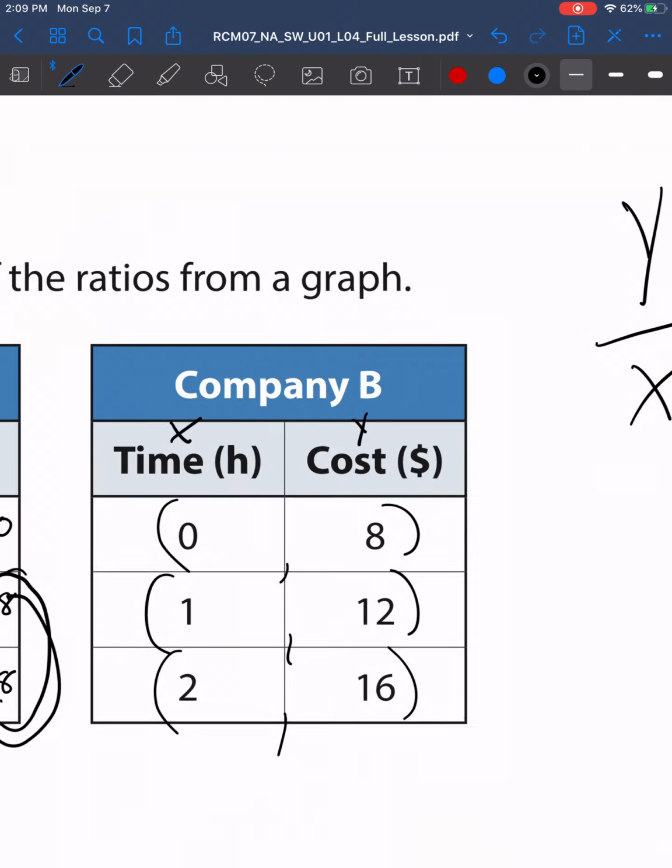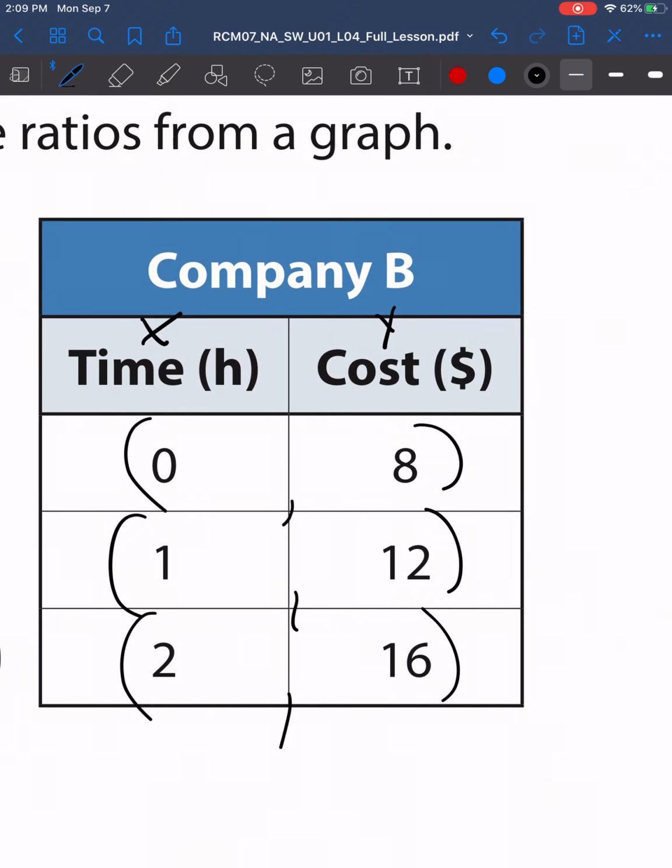How about company B? Is it constant? Let's see. If it is, I can take the y divided by x, so what's 8 divided by 0? Sorry. 8 divided by 0 is undefined. Okay? You can't get an answer for that. But what about 12 divided by 1? 12. What about 16 divided by 2? Ooh, this one's a little tricky.